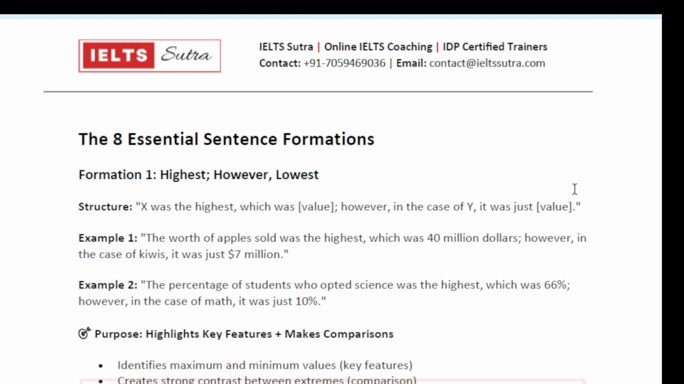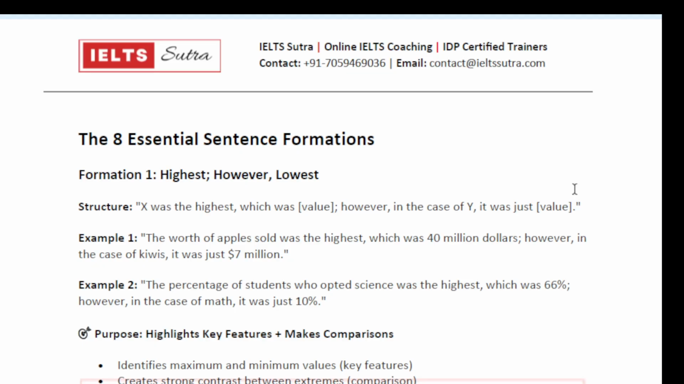So we have 8 different types of sentence formations which will not only help you to add a variety of sentences in your writing, but also they will help you to fulfill all the three essential requirements of the task 1. That is, they will help you to summarize the data, make comparisons, and highlight key features. So let's get started. The first formation among all the 8 formations that I would like to discuss first is something called highest lowest formation.